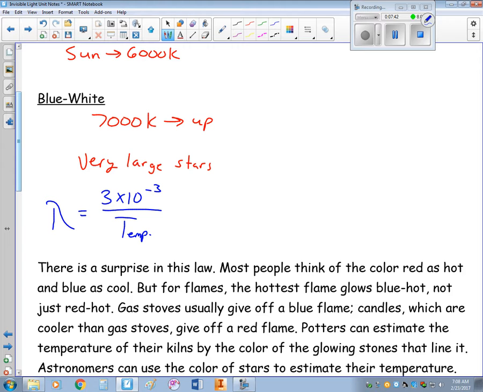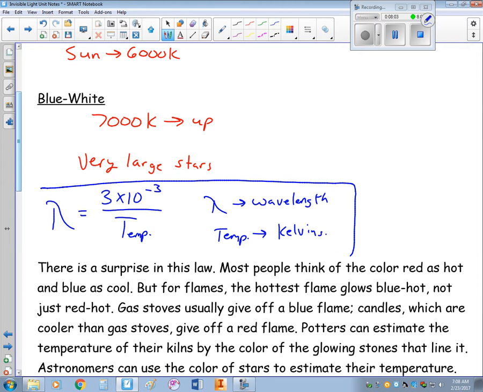Wavelength of light will equal 3 times 10 to the negative third divided by the temperature. So where lambda is the wavelength, and the temperature, now this is important, it must be in kelvins. So you can't use Fahrenheit or Celsius for this formula. But this formula right here will give us a way of calculating the wavelength of the light, or the wavelength of the electromagnetic wave being emitted based off of temperature.